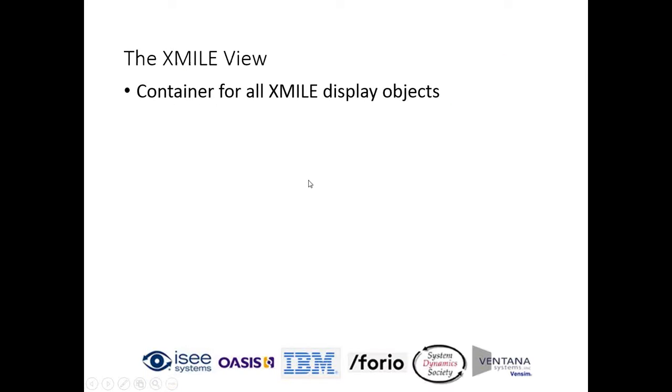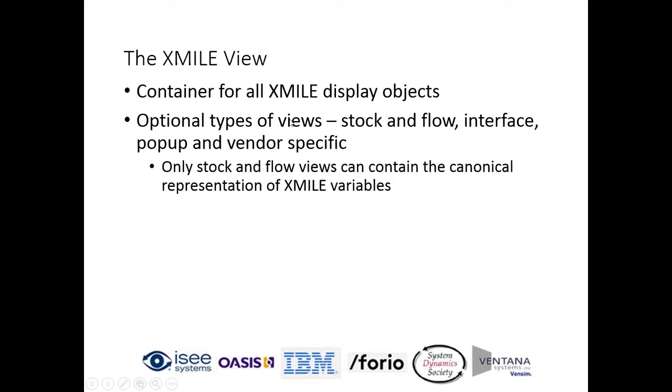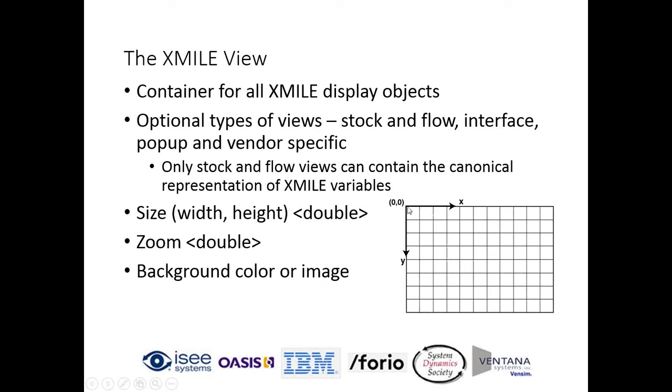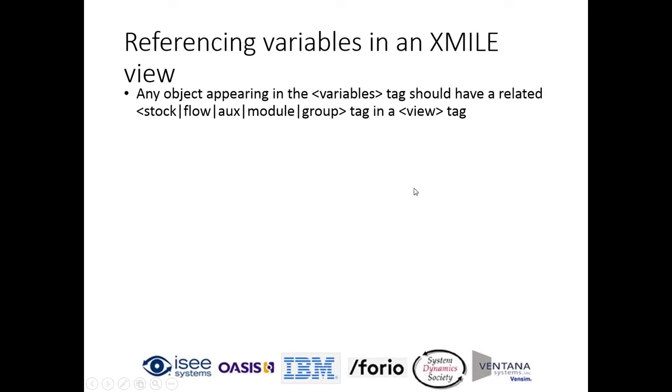If we look at it more carefully, there are different types of view. There can be a stock and flow view. There can be an interface view that has kind of the control objects on it. There can be vendor-specific views. There can be window views. They have a size. They have what the zoom level is. They have a background color. And the 0,0 is in the top left of the view.